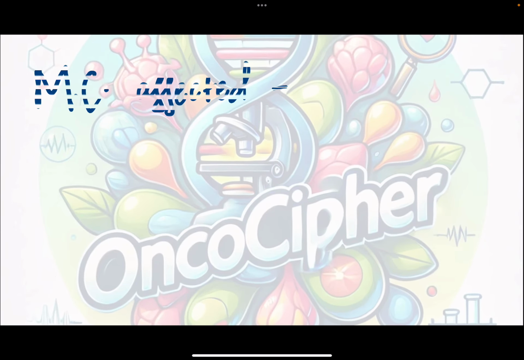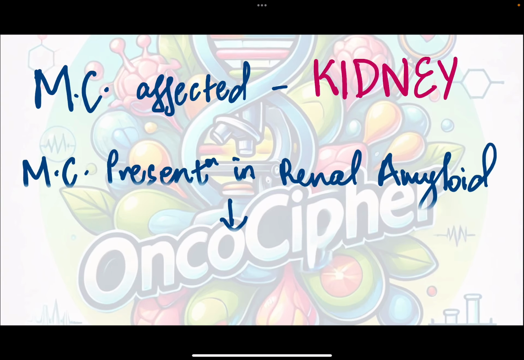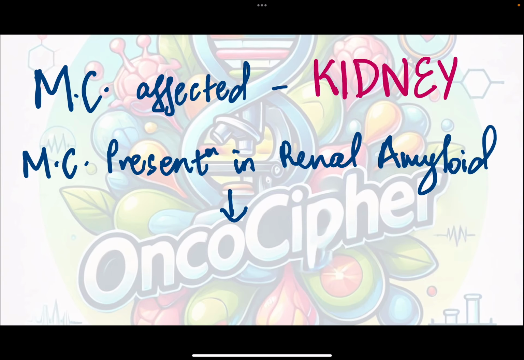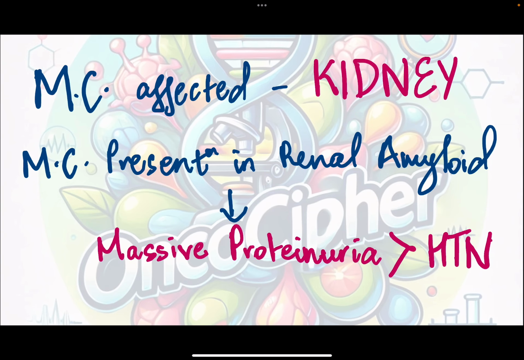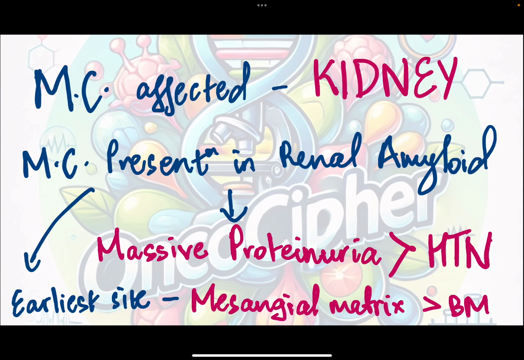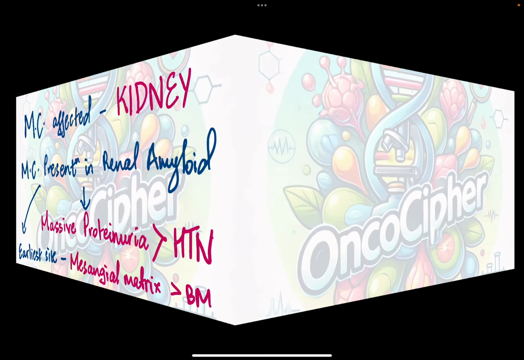Okay. Now, what is the most commonly affected organ? It is kidney. What is the most common presentation in renal amyloidosis? It is massive proteinuria. This is the correct answer. And which is the earliest site to be involved in kidney? It is mesangial matrix, which is affected even before the capillary basement membrane. All of these are very important questions.